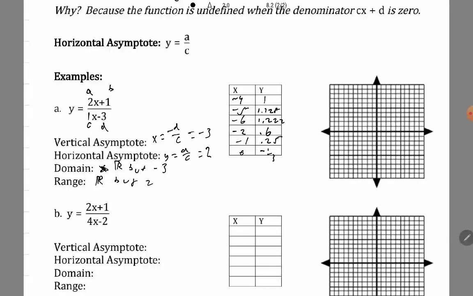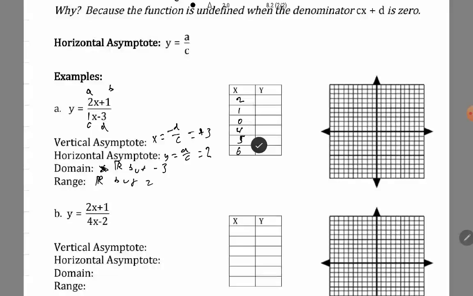Negative D over C. Oh, sorry. This is actually a positive 3. So that's why my numbers didn't work. So let's restart here. You want to use numbers around your vertical asymptote, positive 3. To the left of 3, we have 2, 1, and 0. And then to the right of 3, we have 4, 5, and 6.